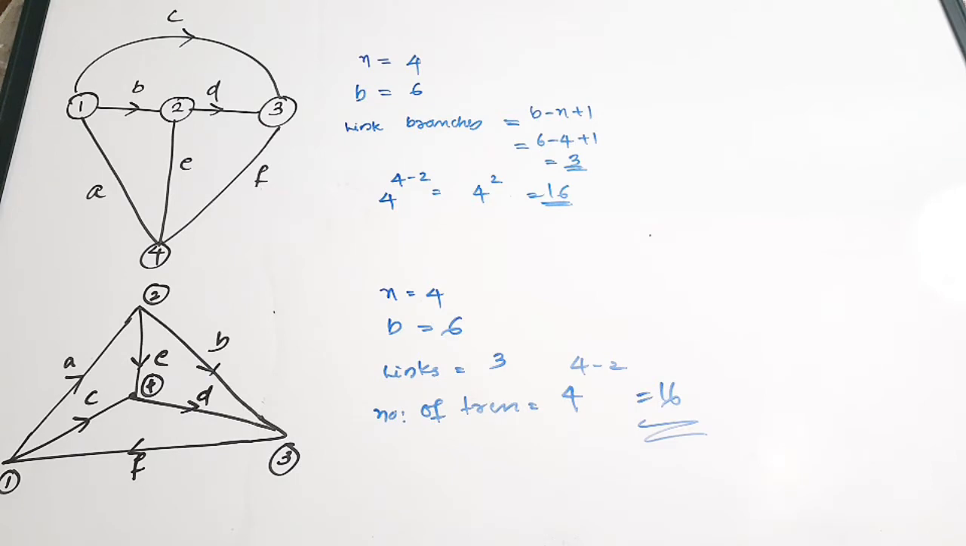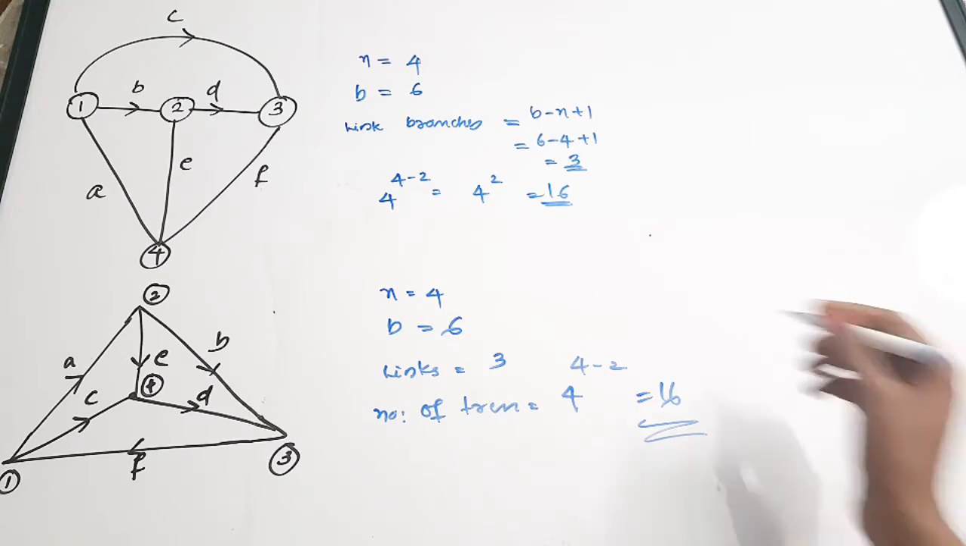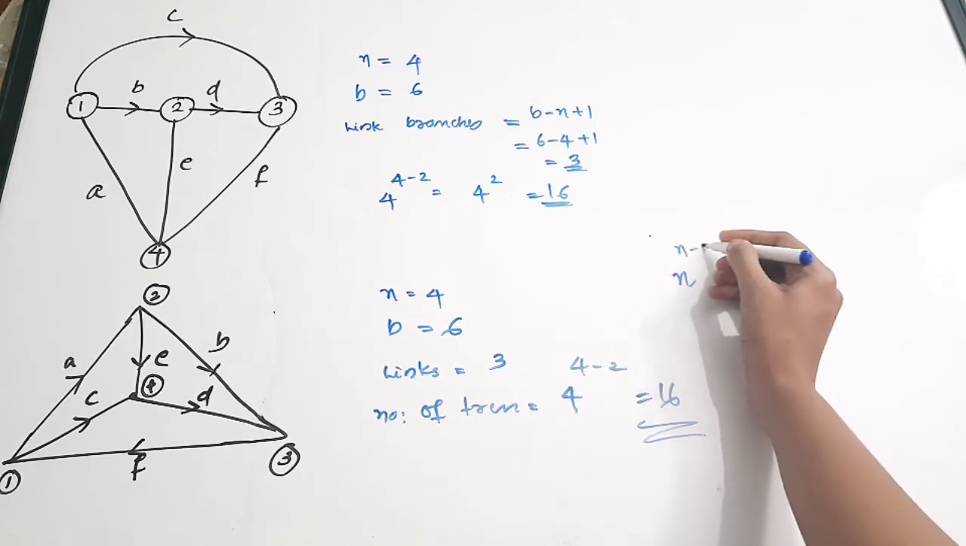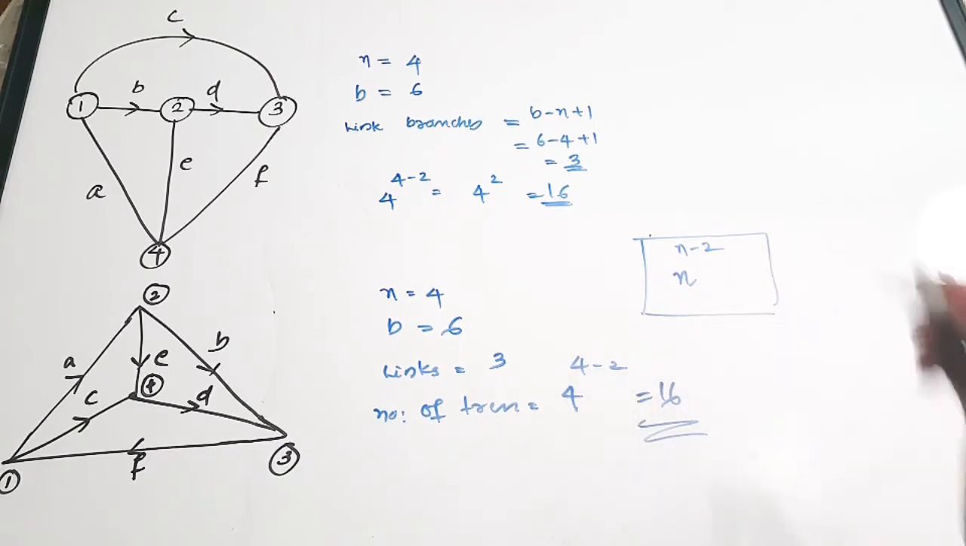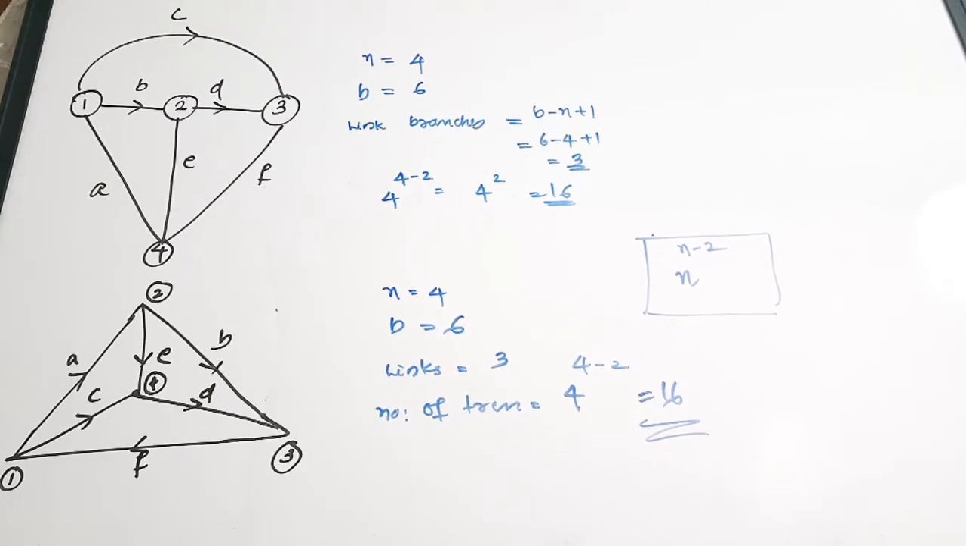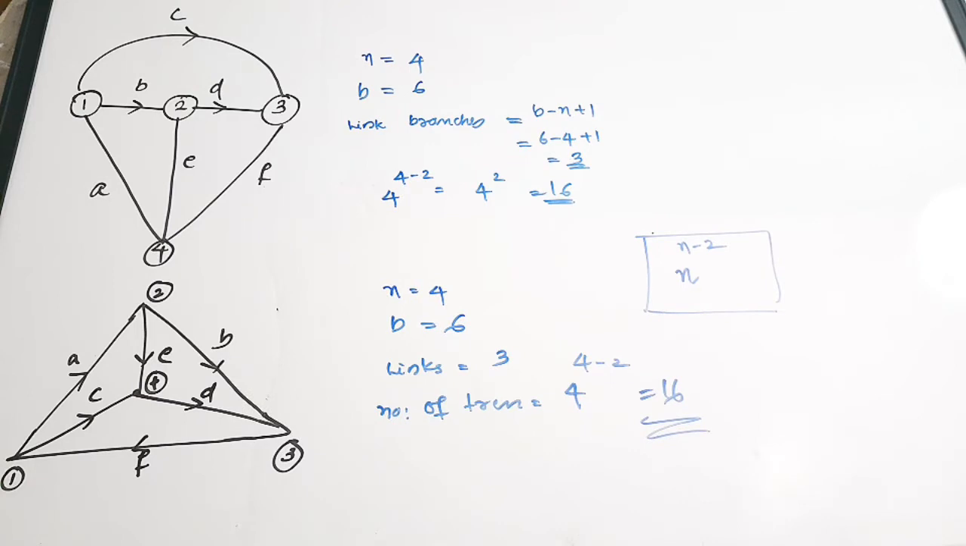Okay, so if the graph is a complete graph, you can use this equation. And the equation is n raised to n minus 2. This is the equation for finding the number of trees that can be formed out of that given complete graph. Only if the graph is a complete graph is this equation applicable.